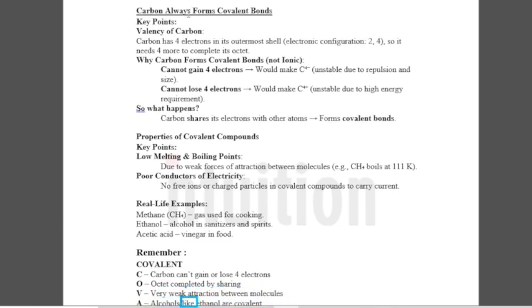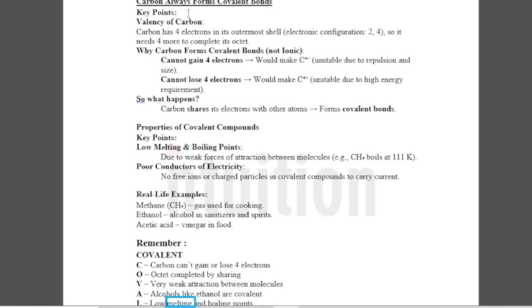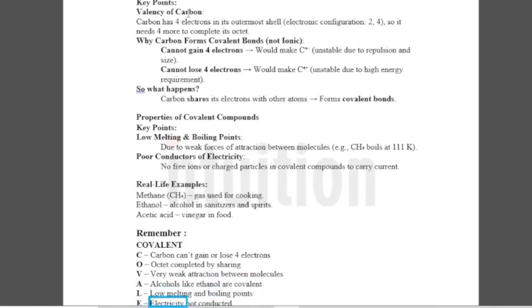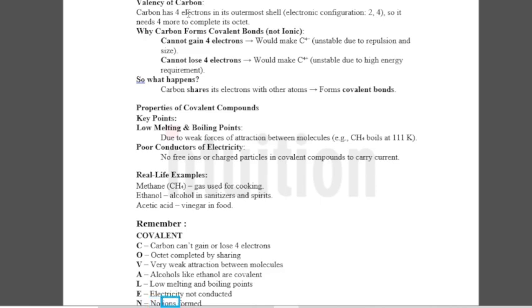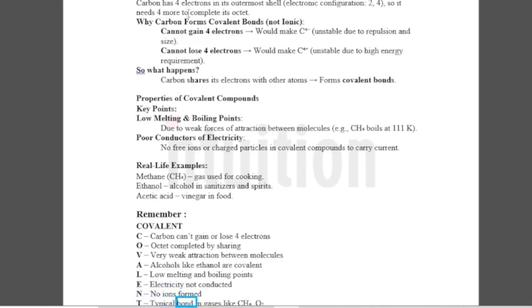A: alcohols like ethanol are covalent. L: low melting and boiling points. E: electricity not conducted. N: no ions formed. T: typical bonding gases like CH₄.